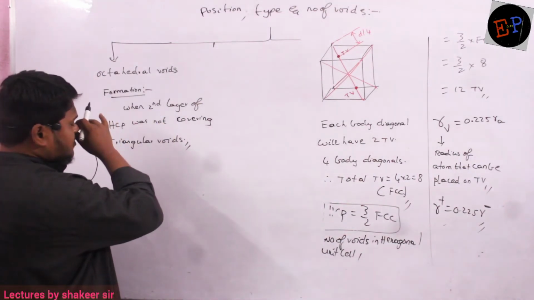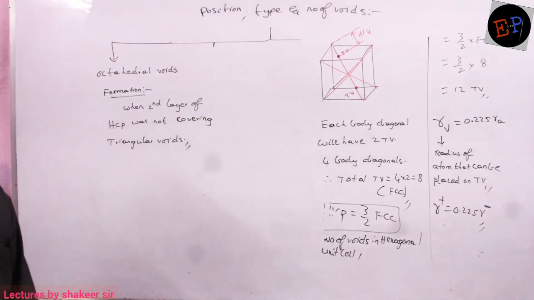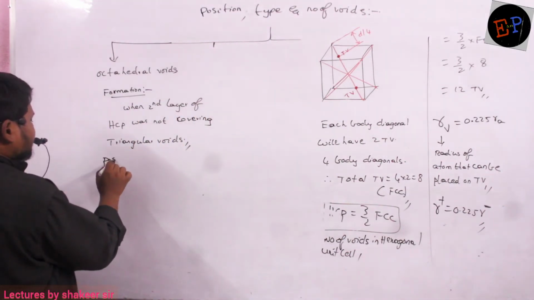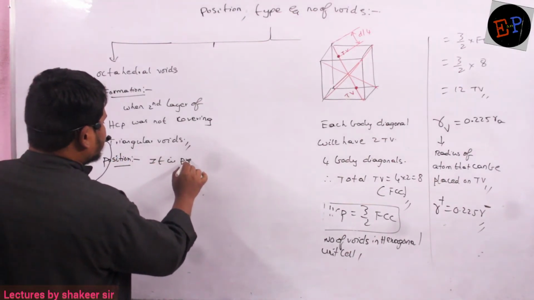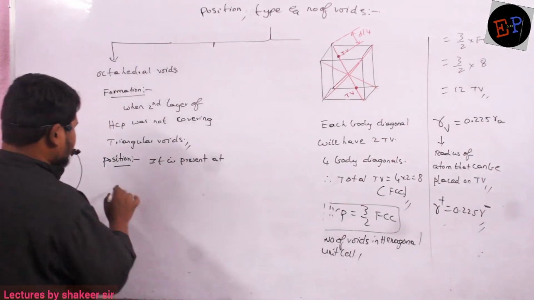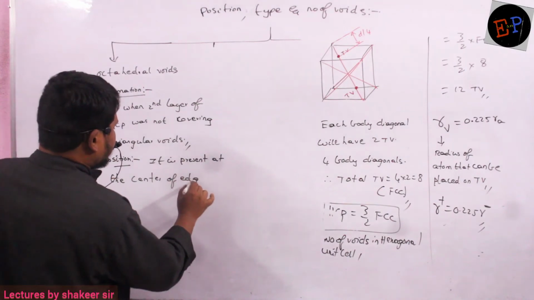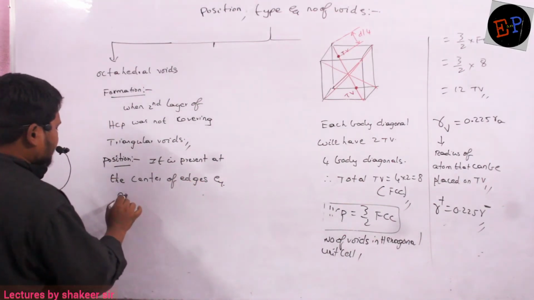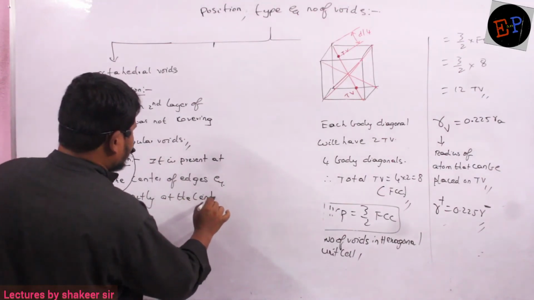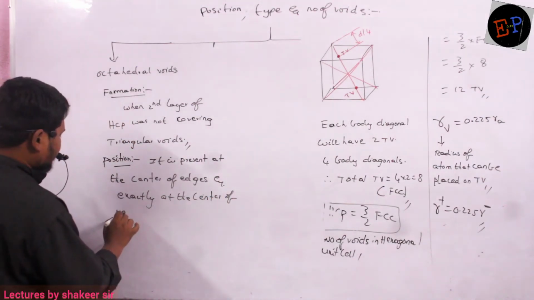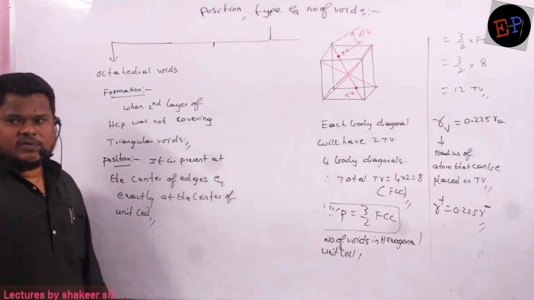When second layer of HCP was formed, not covering triangular voids, then this octahedral void was created. Okay? Now where is its position? Position is, it is present at the center of edges and exactly at the center of unit cell. Are you able to understand? Okay?